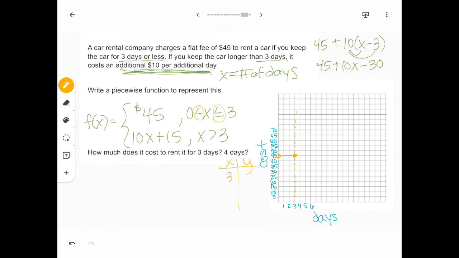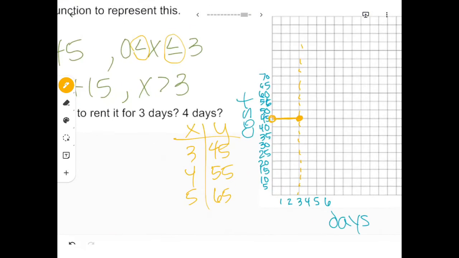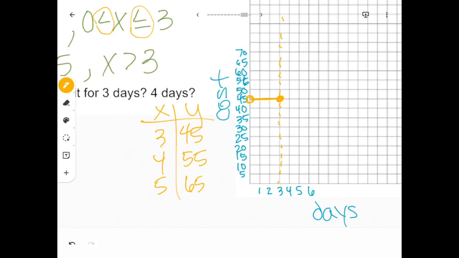I'm going to use maybe 3, 4, and 5. If I plug 3 in for my x, 10 times 3 is 30, plus 15 is 45. Plugging in 4, 10 times 4 is 40, plus 15 is 55. Plugging in 5 is 50, plus 15 is 65, and that gives me a few points I can plot. You can keep going if you need more.